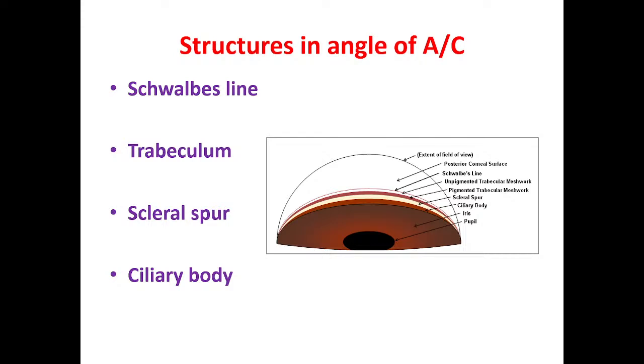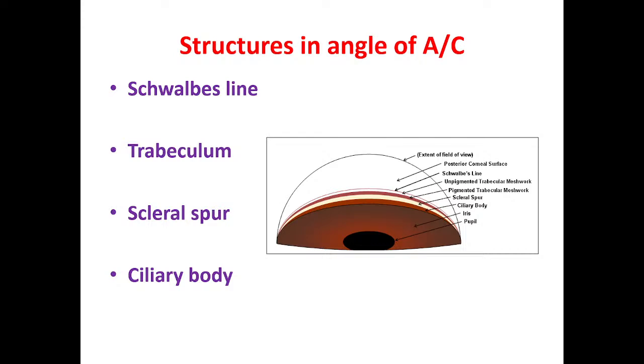So what do you see from anterior to posterior? First structure seen is the Schwalbe's line. So what is Schwalbe's line? It is nothing but the end of the Descemet's membrane, the end of the cornea. It's seen as a white band, a white ridge. It is the end of the cornea which you are seeing, starting from the corneal side. It's seen as a white band in the angle.